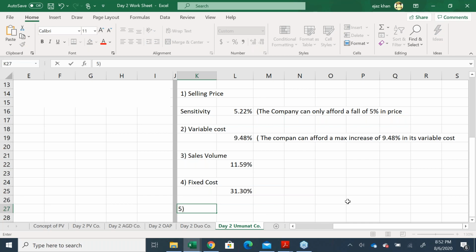IRR, right? So if your cost of capital goes up to your IRR, or it equals the IRR, your NPV will be zero, right? Everybody agrees to this point, right? If your cost of capital goes up to the level of IRR, the NPV will be zero. So it's very simple to calculate the sensitivity of the project with the cost of capital.